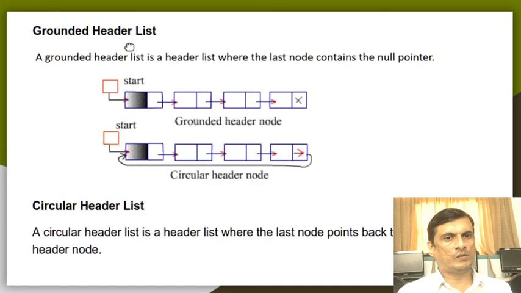Then followed by the grounded header list. What is a grounded header linked list? A grounded header list is a header list where the last node contains the null pointer. If the last node contains a null pointer, then it is a grounded header list, or a normal linked list with a header node. And if it is a circular linked list, then the last node will have a pointer to the very beginning. So that's all the difference between them.